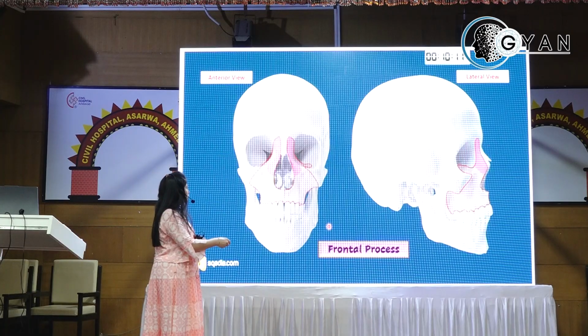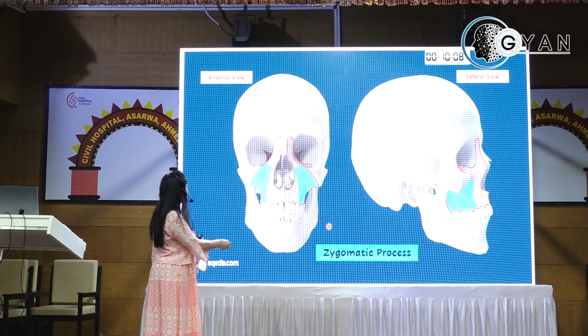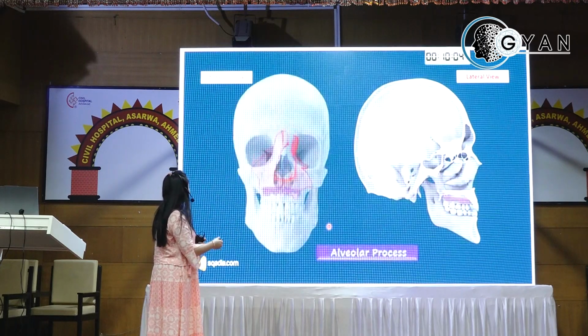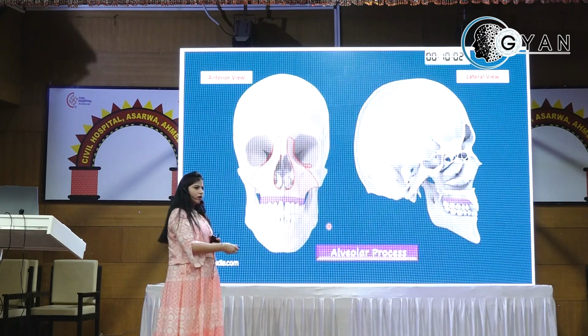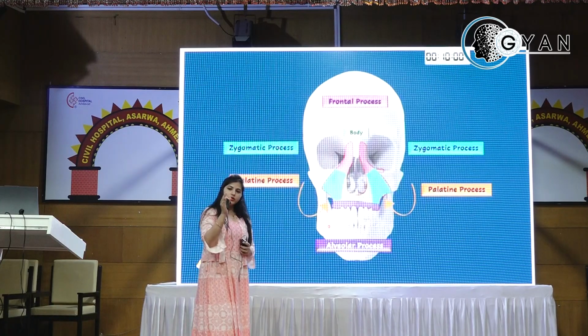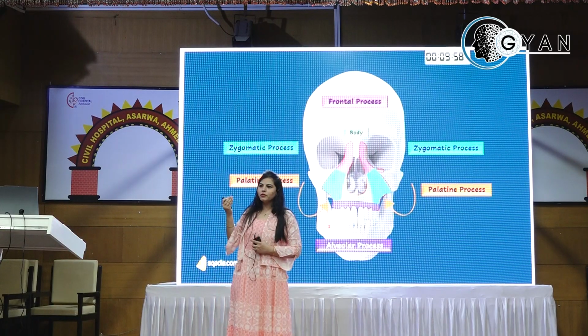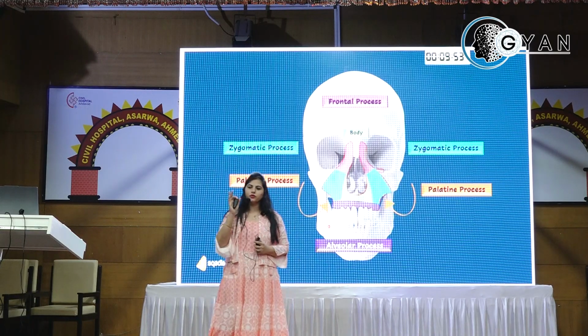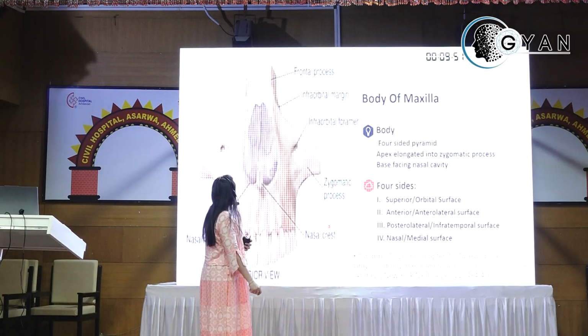Okay, so this is your frontal process or frontonasal process. This is your zygomatic process. This is your palatine process on this side, and you have an alveolar process. The frontonasal process only contributes to the orbital part. Some people say there is an orbital process. It is nothing but the extension of the frontonasal process of maxilla.